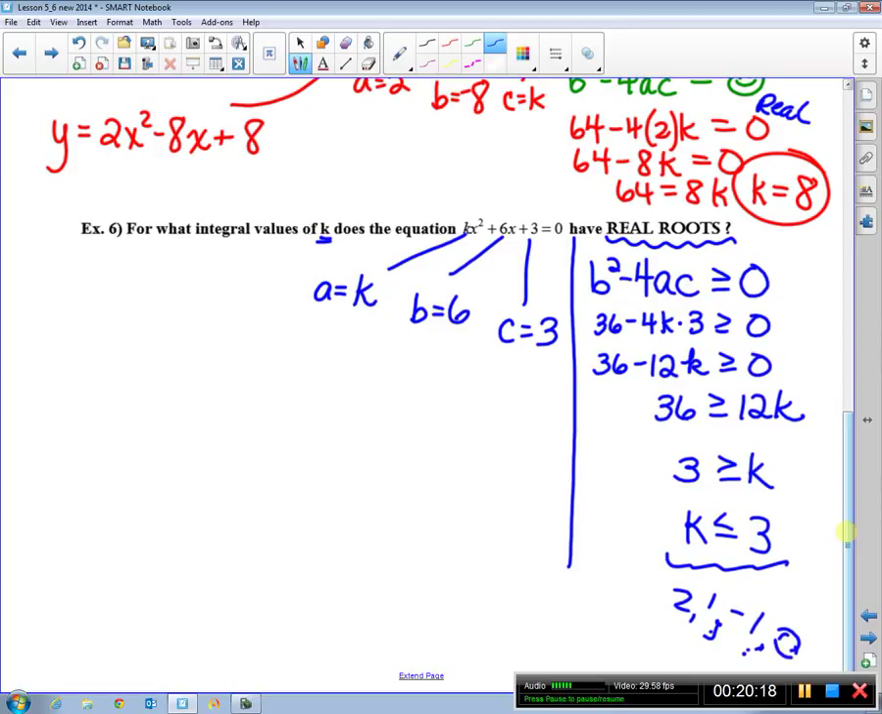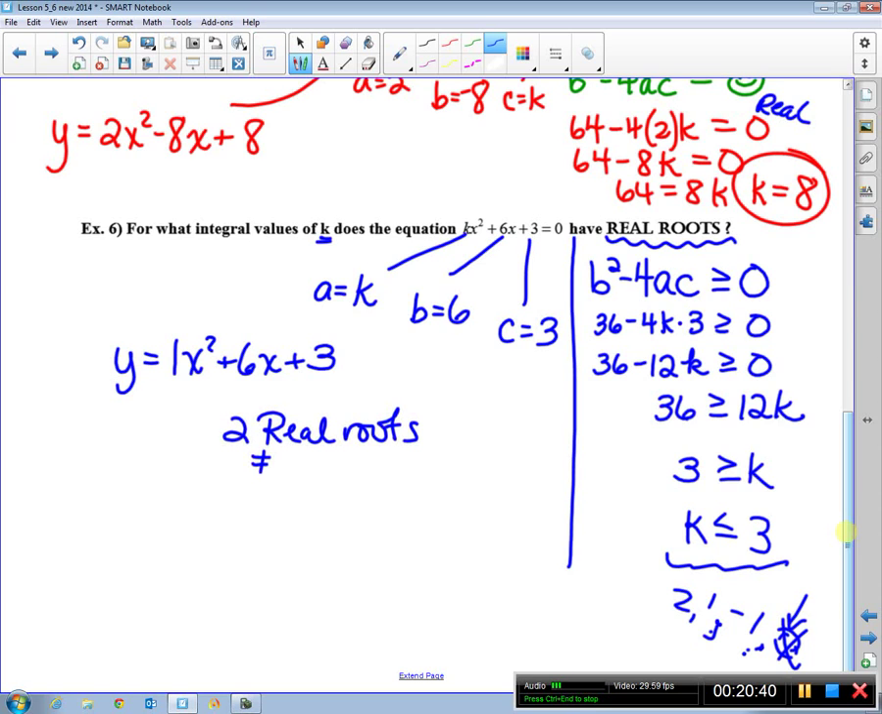Oh, I can't use 0. I lied, because that's the coefficient of the x squared. Let's use 1. So that would be 1x squared plus 6x plus 3. And I should see 2 real roots. And they would be unequal. So last one to go and put into our calculators.